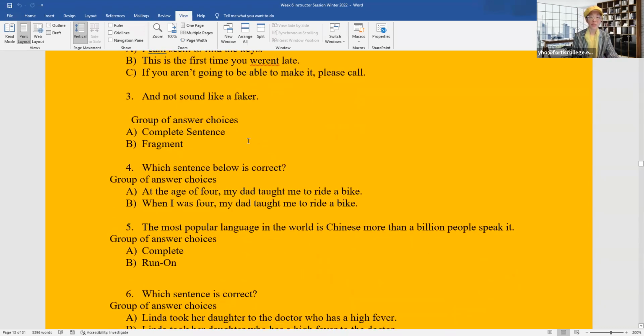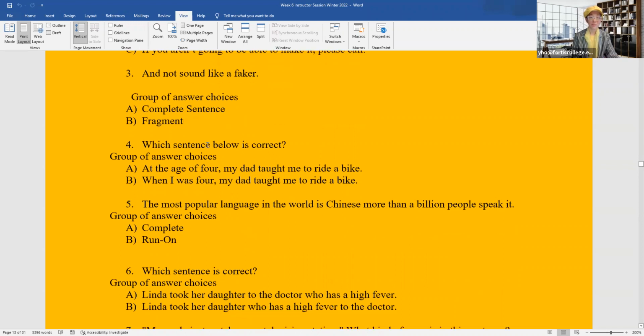Is that a complete sentence or a fragment? This is a fragment because it's missing a verb and an object. So this is a fragment.